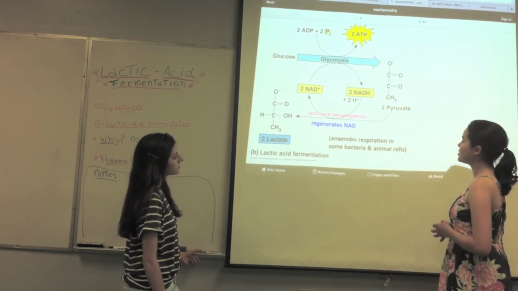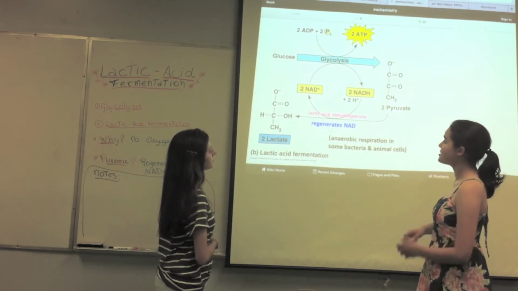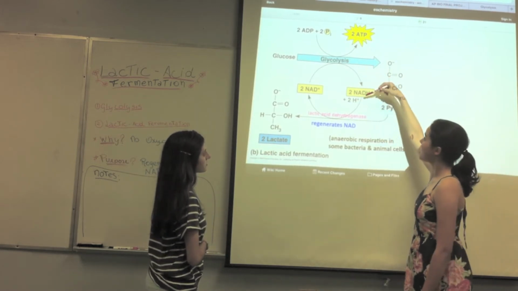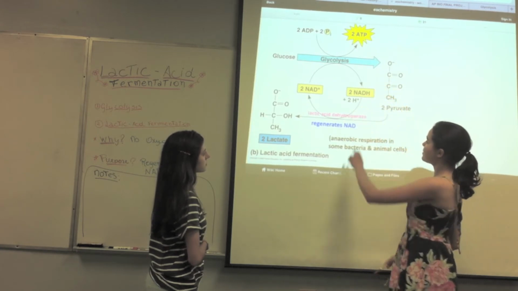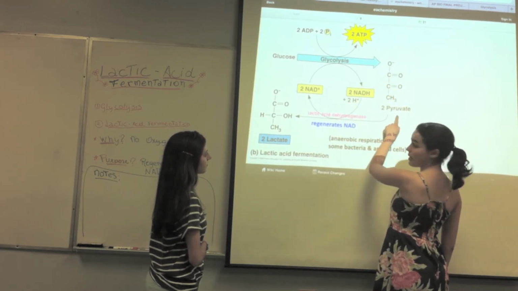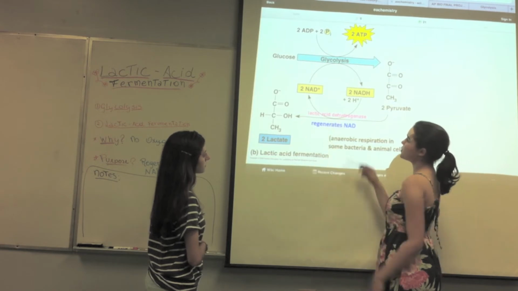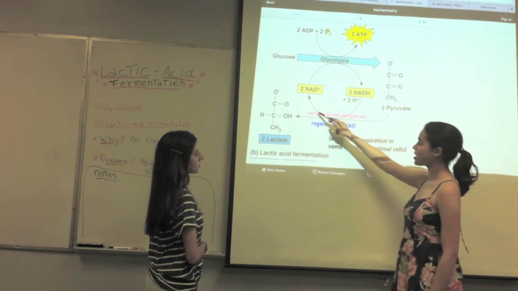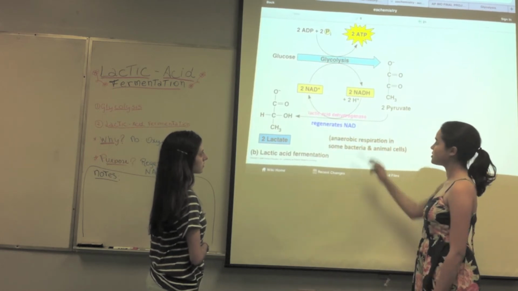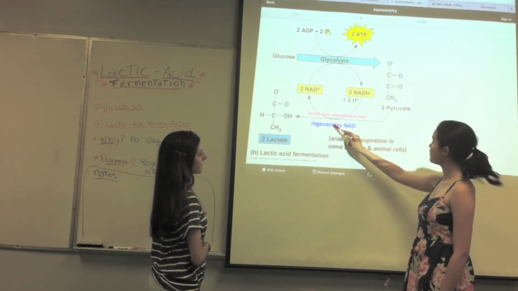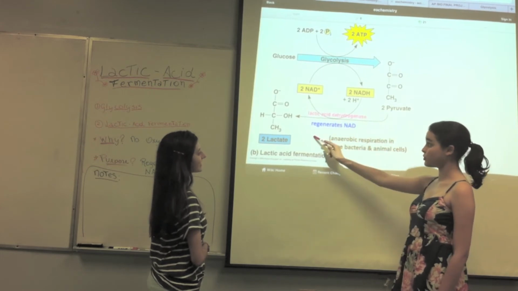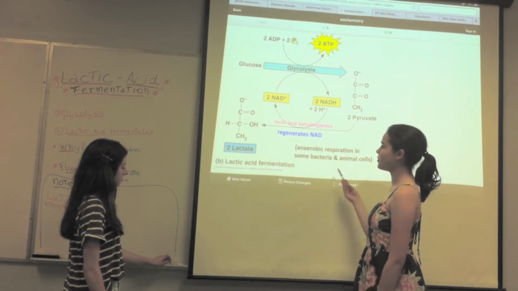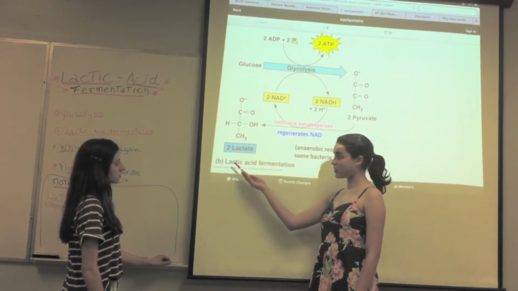So basically what happens during lactic acid fermentation is you have those 2 NADHs that were produced during glycolysis come in and donate 2 hydrogens into the pyruvate molecules and produce 2 NAD pluses. So it's basically being oxidized now because it's donating the hydrogen to the pyruvate, and the pyruvate is being reduced. So after lactic acid fermentation is over, you end up with 2 lactate molecules, and that's your end product.